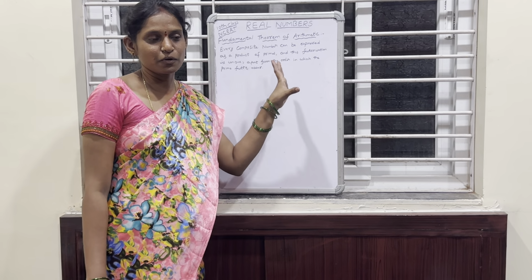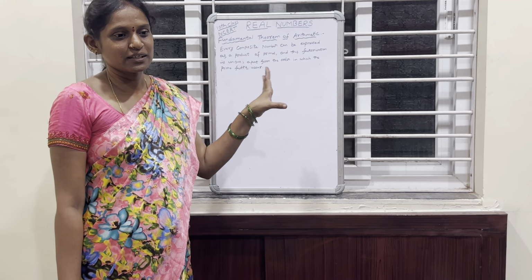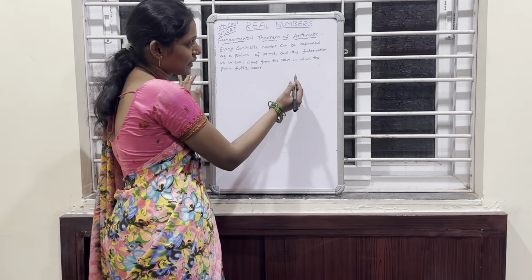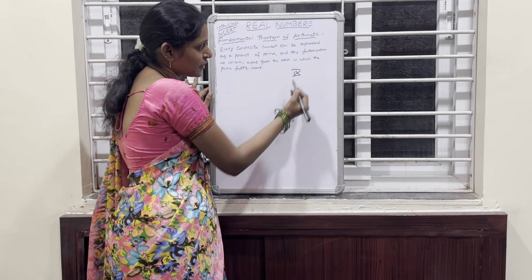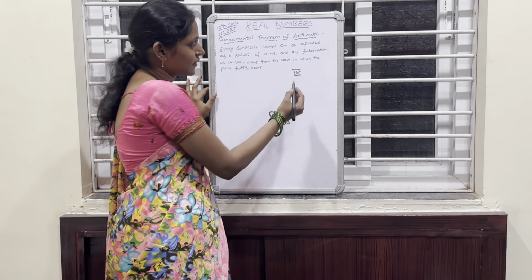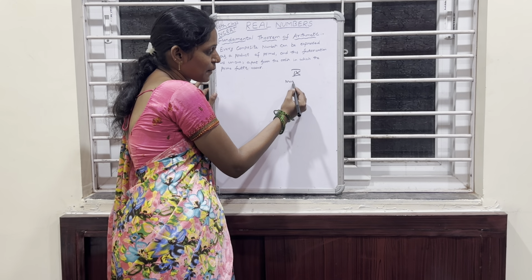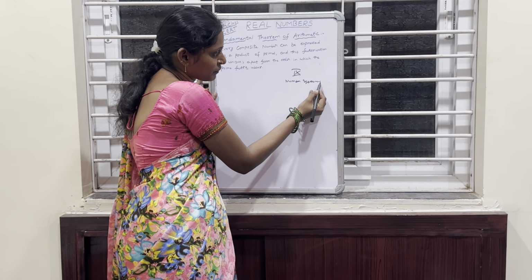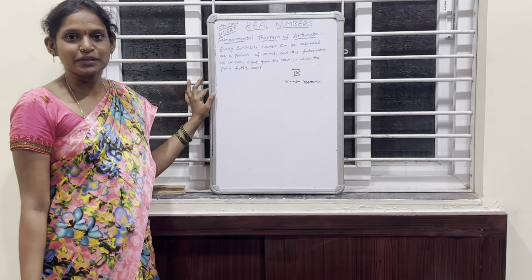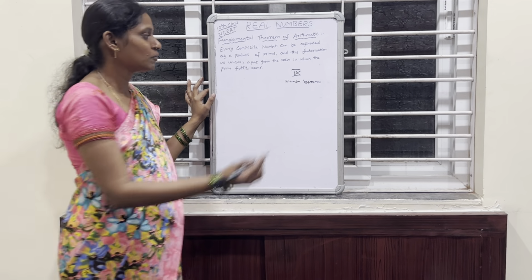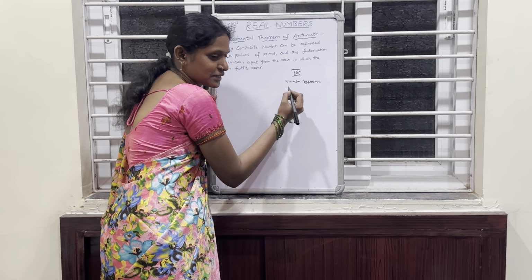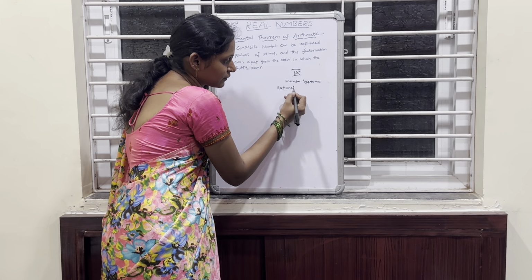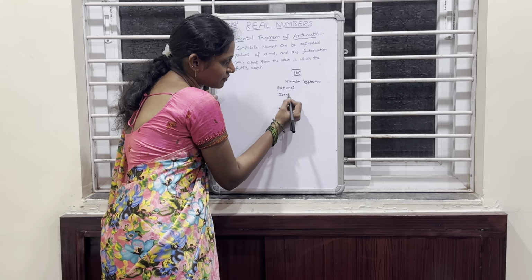Today my topic is 10th class NCERT textbook, Real Numbers. Before going to real numbers, before 9th class, you have the 9th NCERT, the first chapter, Number Systems. In number systems, there are rational and irrational numbers.